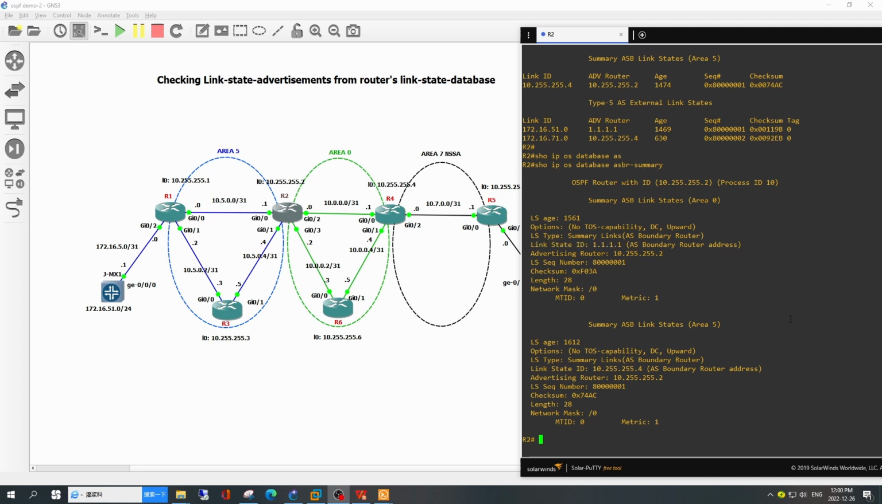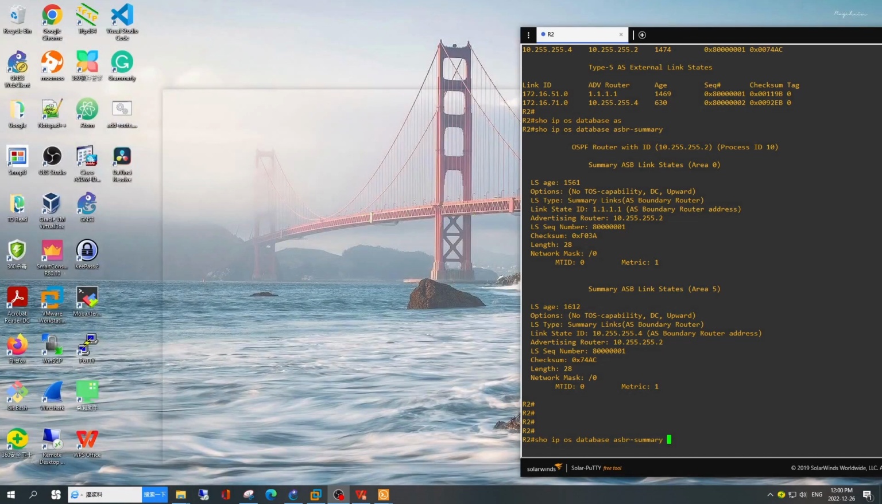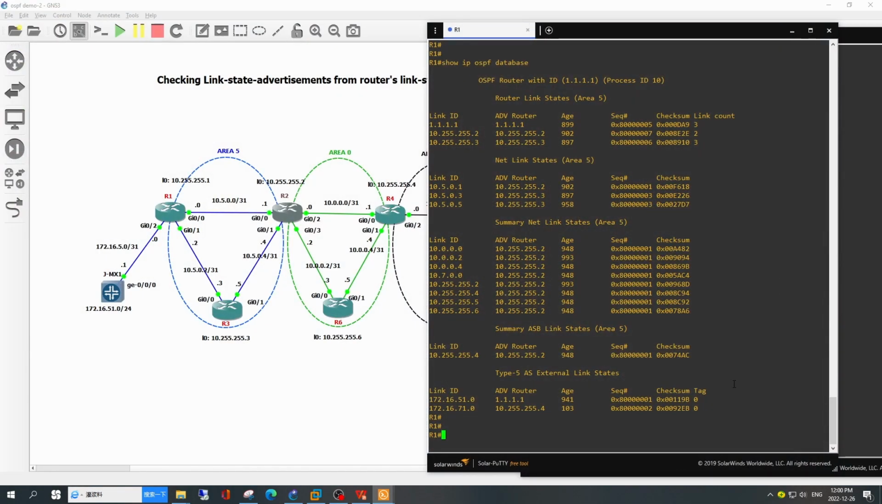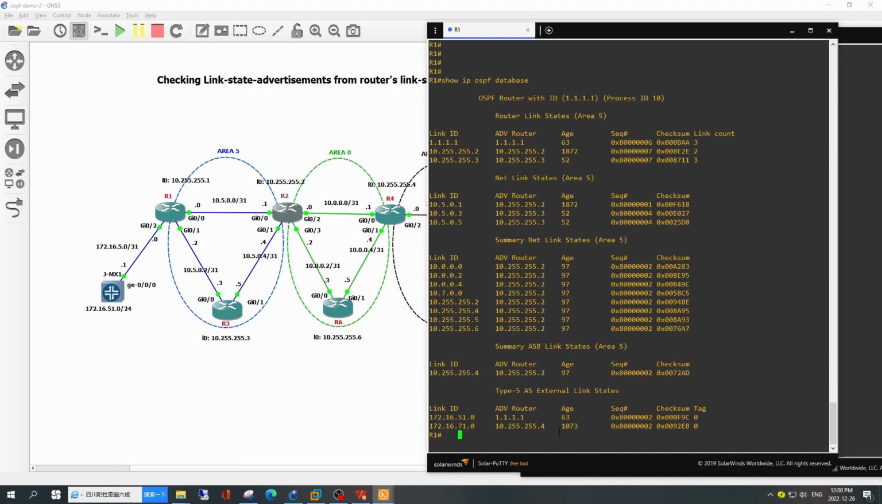Okay, let's take a look at type 5. We can go back to R1 to look at type 5, since R1 has less information. Type 5 is generated from R1, then propagated to the area boundary router and sent out. So from R1 there is less information. You can do show ip ospf database router, and you can see the type 5.